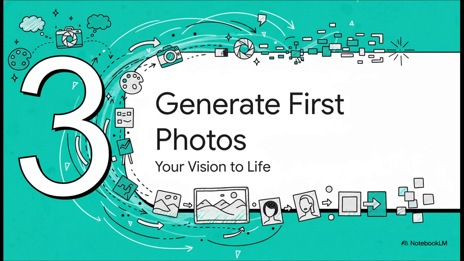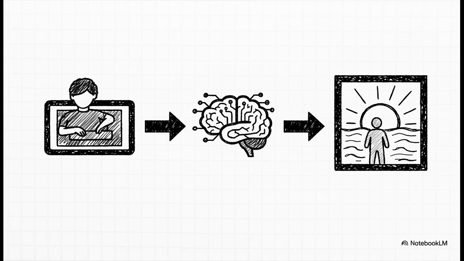All right, the wait is over. Your model is trained and ready to go. Now the real fun begins. Let's talk about generating your first photos and actually bringing your ideas to life. So, at its core, the process is just so simple. You just type what you want to see. You write a text prompt describing the scene you have in your head, something like a photo of me on a beach at sunset, and the AI, using your personal model, just makes it happen. It brings that image to life.